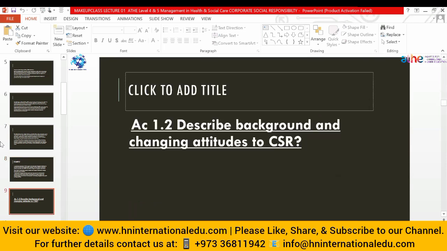Then moving towards assessment criteria 1.2, it says describe the background and changing attitudes to CSR. That is, we will be discussing in this the various perspectives or the backgrounds and the changing attitudes of the stakeholder towards the CSR policies.